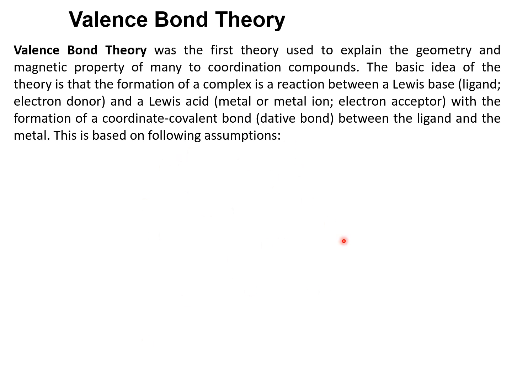In valence bond theory, this theory is used to explain the geometry and magnetic property of many coordination compounds. The basic idea of the theory is that the formation of a complex is a reaction between a Lewis base, that is generally a ligand. Ligands are nothing but electron donors, whereas the Lewis acid, generally a metal or metal ion, will accept electrons, so electron acceptors, with the formation of a coordinate covalent bond. The coordinate covalent bond is also termed a dative bond, that is the bond between the ligand and the metal. It is based on the following assumptions.